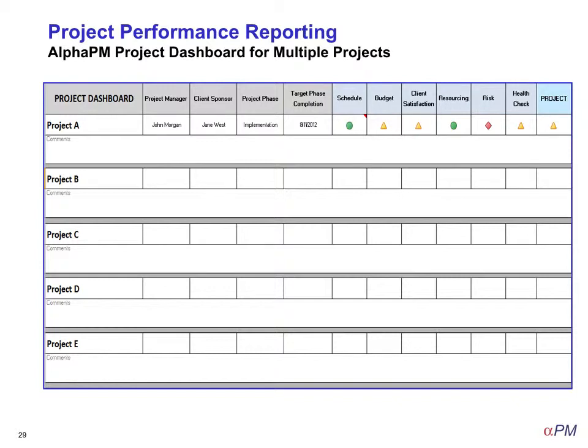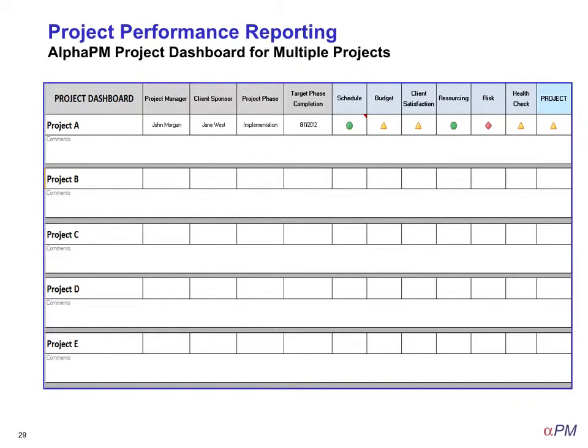And on the top right, you can see the indicators: schedule, budget, client satisfaction, resourcing, risk, health check, and what the overall project indicator is. And here I'm advocating just a simple green if it's on track. A simple yellow triangle shows that it's at risk. In other words, it's, let's say, within 10% of target. And then a red if it's more than 10% at risk. So you can see some will be red, some will be green, some will be yellow.